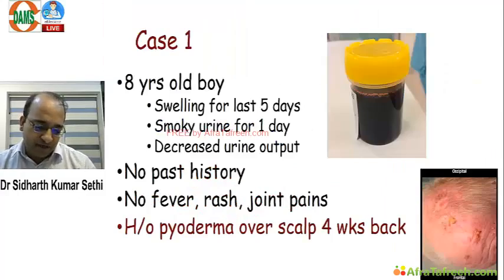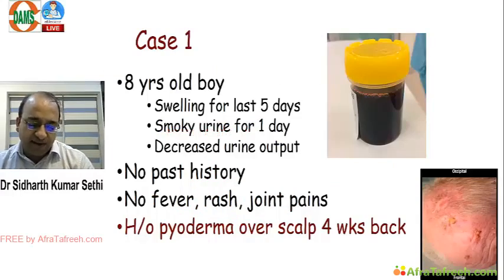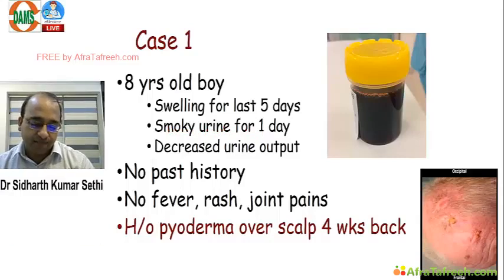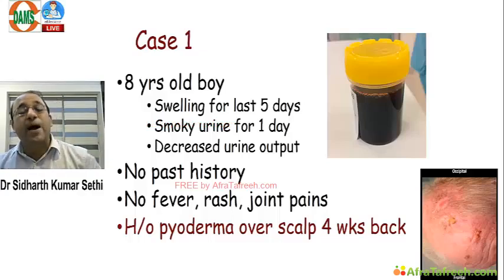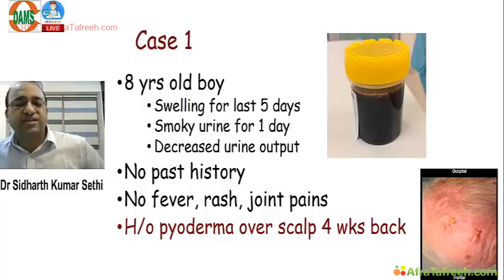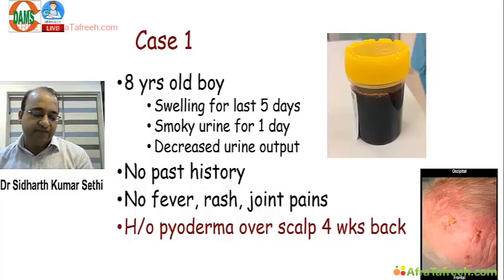So I had a patient here who came to me, an 8-year-old boy with swelling for the last 5 days all over the body, smoky urine. Urine is smoky, cola colored, decreased urine output. There's no past history, no history of fever. So you should ask a history of fever to look for any past sore throat, rash, joint pains. Now there was a history of pyoderma on his scalp, and you can see his pyoderma on the scalp 4 weeks back.